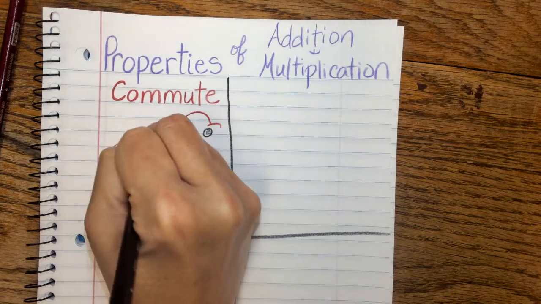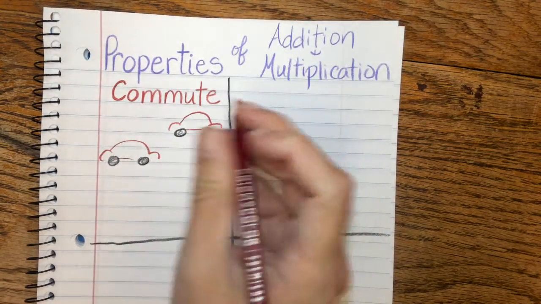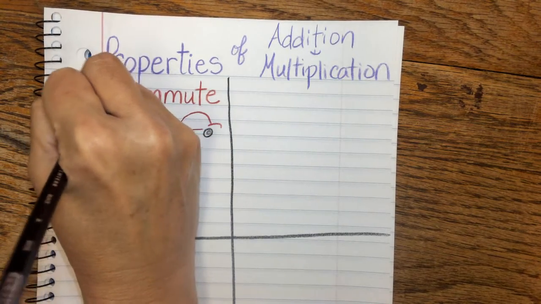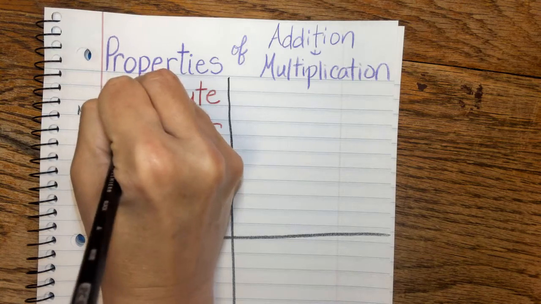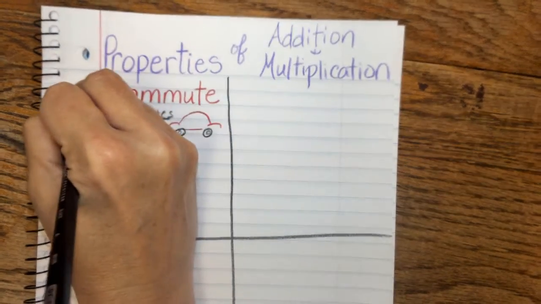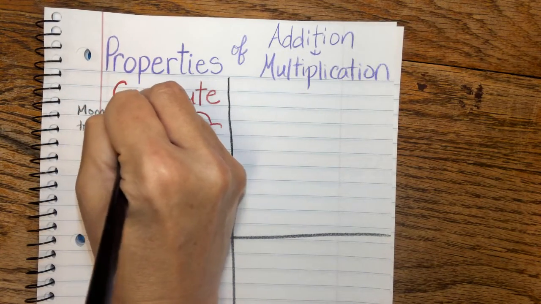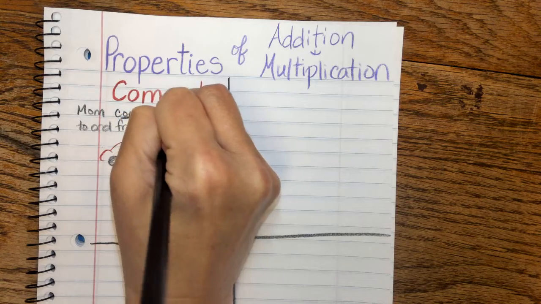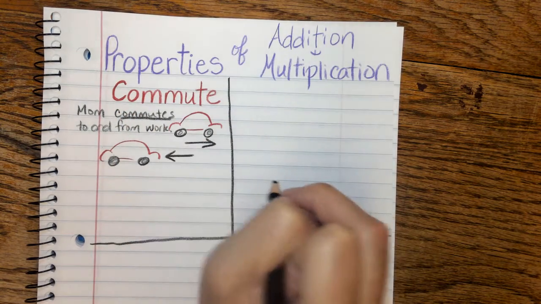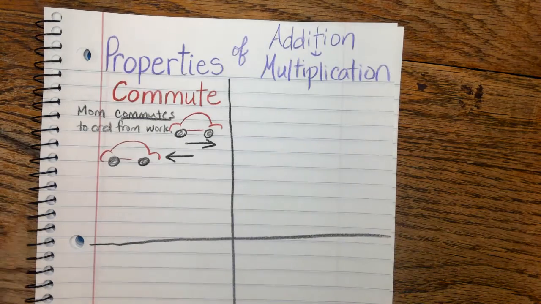It became important. Okay, so to commute means to go, like you can make a sentence, right? Mom commutes to and from work. Okay, so she goes this way and then she goes that way. Okay, so what does that look like as the commutative property?